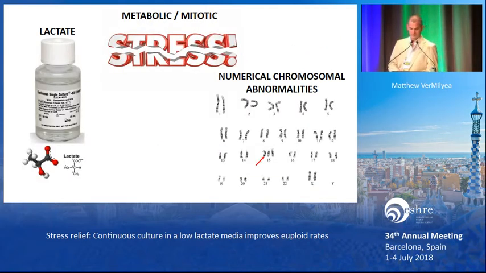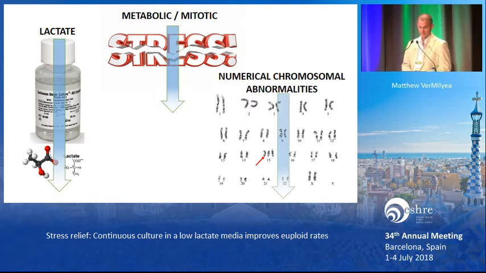So we're going to start the presentation to talk about lactate, which is a critical component in our culture media, and how that affects stress and then ultimately numerical chromosome abnormalities. By reducing lactate in our culture media, we have shown that that also reduces metabolic stresses to the embryos as they develop. And ultimately, we've been able to see that that also reduces numerical chromosomal abnormalities, so we're able to obtain more euploid embryos.